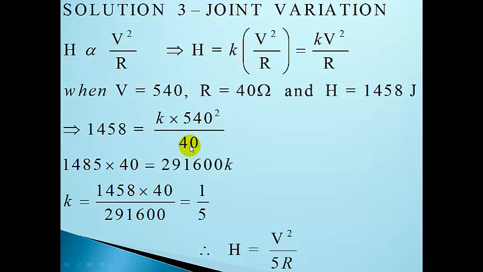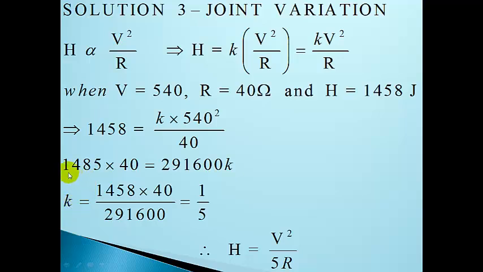Now we cross multiply. So 40 multiplies 1458. So we have 1458 times 40 on the left hand side is equal to 540 squared, which is 291600, times K. So it is 291600 K. Now because we are solving for K, we have to divide both sides by 291600. So we divide the right hand side by 291600 and we divide the left hand side by 291600. When we divide the right hand side by 291600, we are left with K, and that is the K we have on the left hand side.